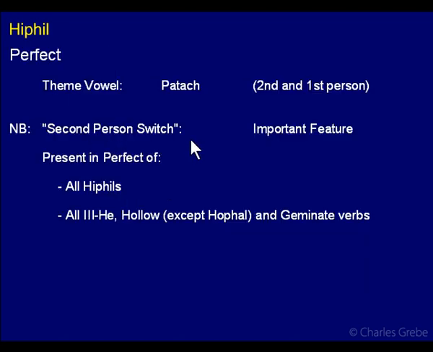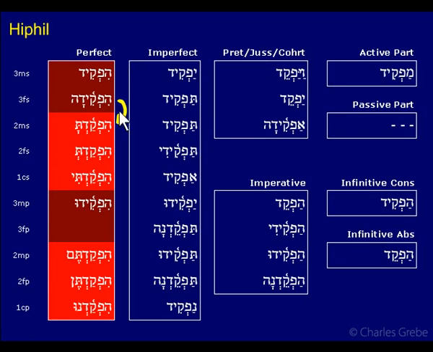This is just my own name because that's how I tend to think of it. I'm running down the paradigm and I got a switch at the second person. It carries over in the first person as well. So it's really second and first person, but the switch happens here at second person. And then when you're back at third, you're back to this pattern, hidik yud, and then second person switch again. And it's a feature of the perfect. You don't have second person switch here.